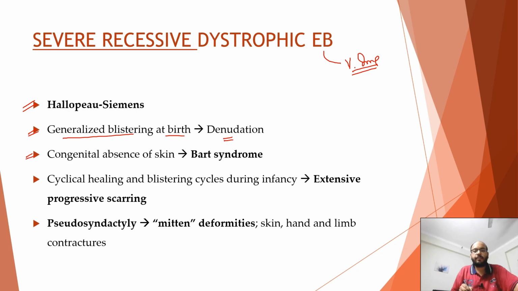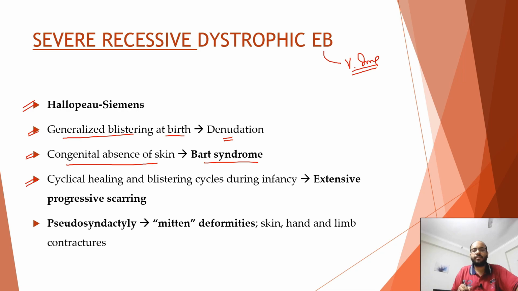If there is congenital absence of skin, that was initially known as Bart syndrome, but now people have realized that it is just another subtype or another form of severe recessive dystrophic EB. So in Bart syndrome, you used to see involvement of one side of the leg or arm or any other localized area in which the skin was not there. So congenital absence of skin was known as Bart syndrome, but now they have recognized that it could be a part of severe recessive dystrophic EB.